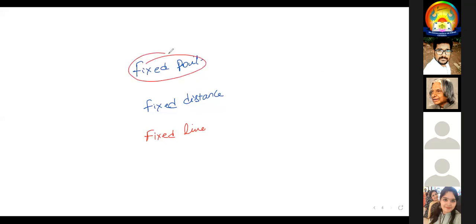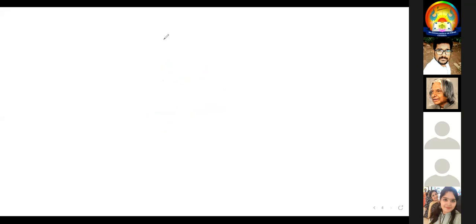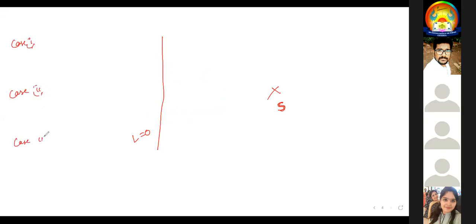So now we are dealing with two things: a fixed point and a fixed line. The fixed distance will not come. So this is the fixed line, and this is the fixed point. The fixed point is called S. Suppose the fixed line is L equal to 0. Now here I am discussing three cases: case 1, case 2, and case 3.